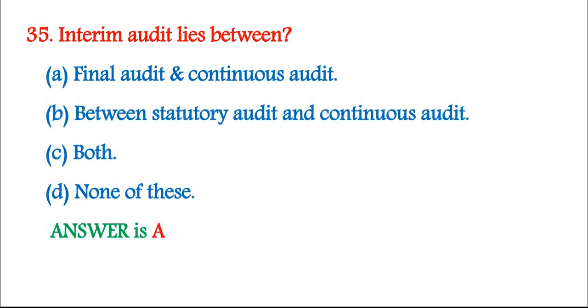35. Interim audit lies between: A. Final audit and continuous audit. B. Between statutory audit and continuous audit. C. Both. D. None of these. Answer is A.